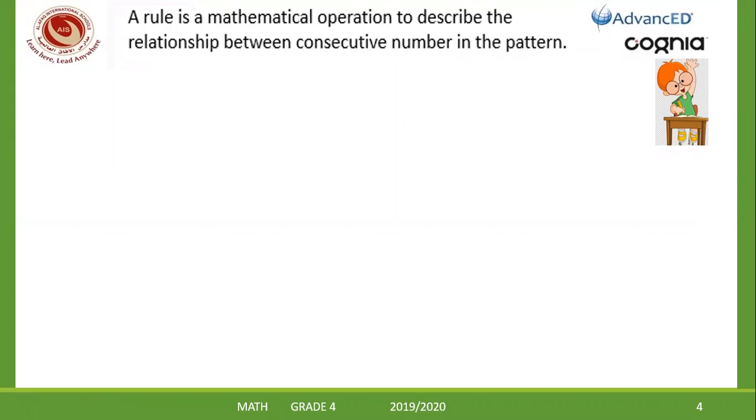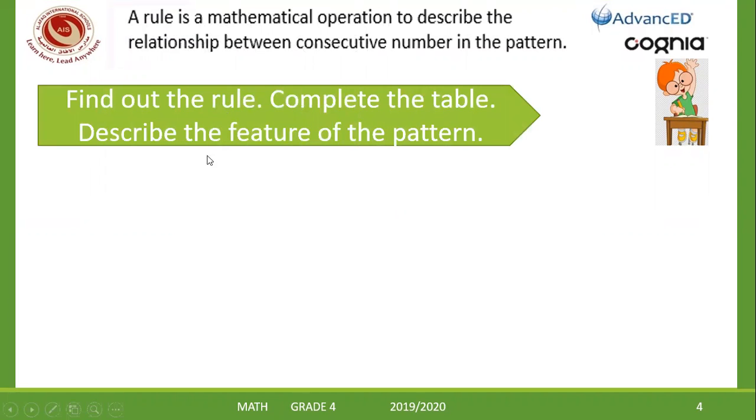What about if the relationship between the numbers is decreasing? Here we can express the pattern rule by using subtract. But the meaning of the rule is a mathematical operation, which means any operation from mathematics. So we can also use multiplication and division.